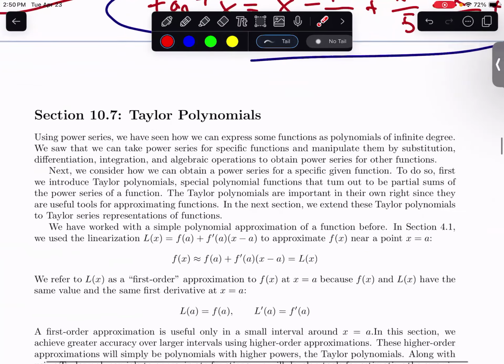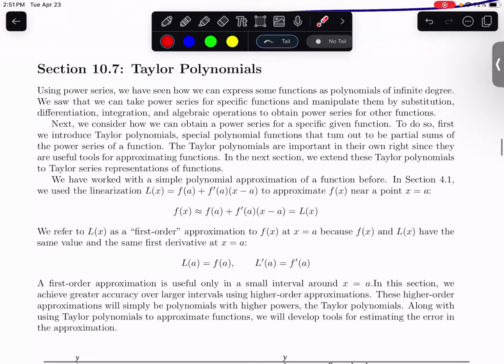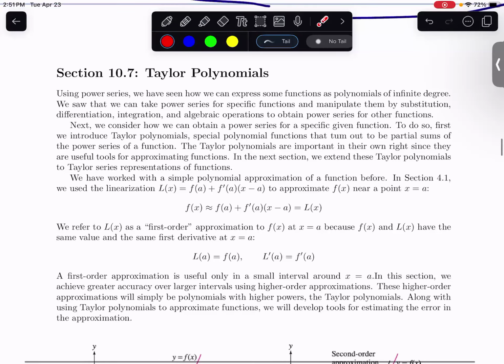Okay, so we're going to talk about Taylor polynomials. And I think this is going to be a really important section if you want to understand what's going on in section 10.8. A lot of the formulas in 10.8 come from section 10.7. So you need to understand 10.7 to understand 10.8. This actually goes back to a section in Calc 1 that we didn't spend that much time on, and that's linearization. That was section 4.1. This is the first time we've talked about linearization since section 4.1, probably. At least in my class, it was on the exam a little bit.